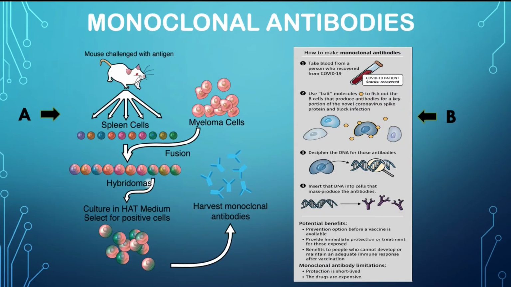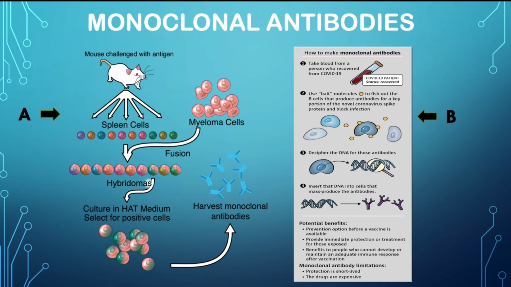Monoclonal antibodies, like the ones developed by Regeneron and given to President Trump, are produced in several ways, two of which are presented in this slide. Diagram A on the left uses mice that are challenged with an antigen, in this case the spike protein of SARS-CoV-2. After a period of time, spleen cells containing the activated immune cells responsible for the synthesis of antibody to SARS-CoV-2 are harvested and in vitro cultured with special myeloma cells.